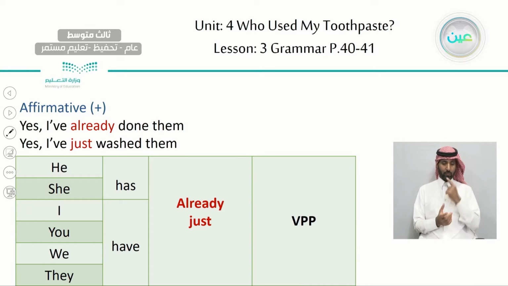You can say yes because we are replying to the questions. Yes, when we are confirming, yes, I've already done them. Or yes, I've just washed them. So just and already come before the verb 3.